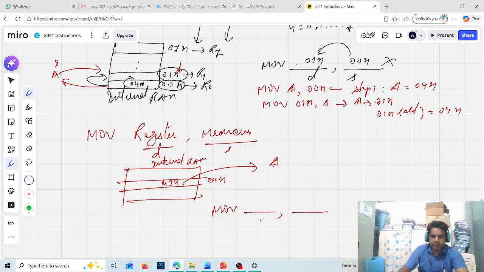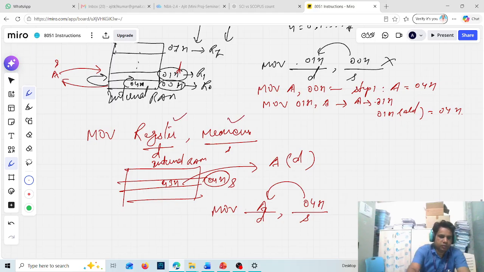So just write here destination, here write source. Now just see here what is source: this is the address from where you are transferring the data, because in this address only your 43 data is stored, and what is destination is this one. Okay, so I'll write the source as 04H. This should be copied into the register A, which is destination. So you can take register as destination, memory as source.